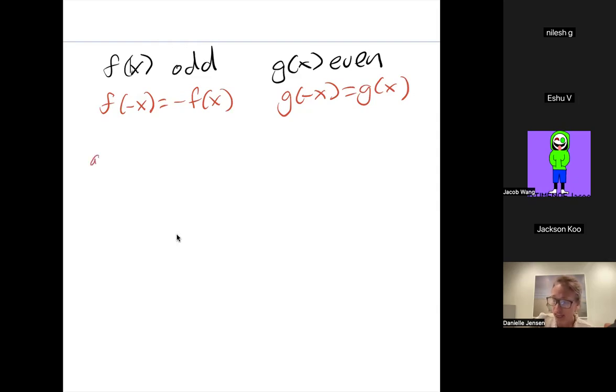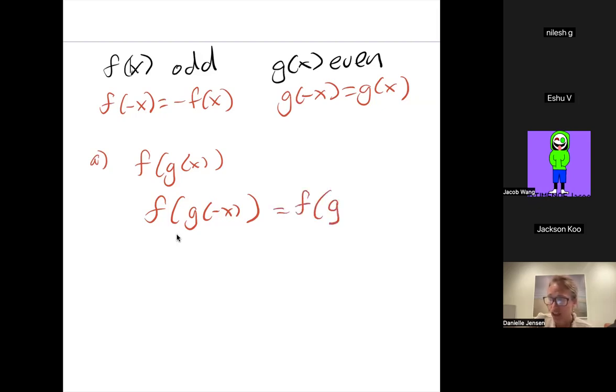So for example, part A, I'm asking you to analyze what f of g of x is. And always the algebraic test for even or odd is the only choice you have here. You can't graph because I don't even give you what these functions are. The algebraic test is plug in negative x. So when I plug in negative x, I'm plugging it into that inner function. And I know g of negative x, because it's even, is just the same as g of x. Because when I plugged in negative x, I get back exactly what the initial function was. What type of function is this? Even. Even, yeah.